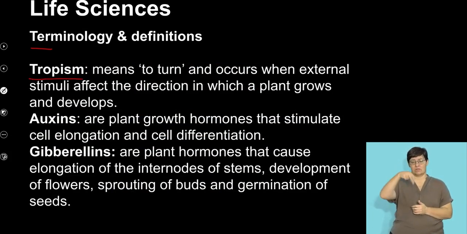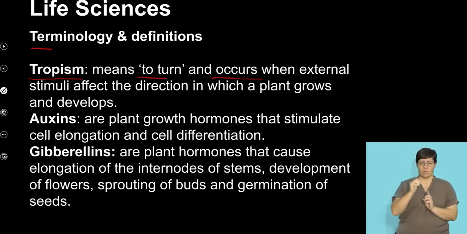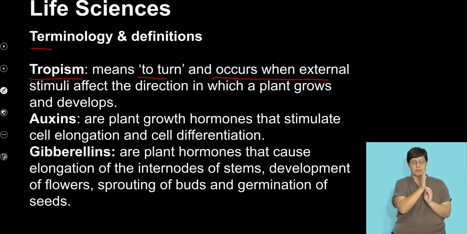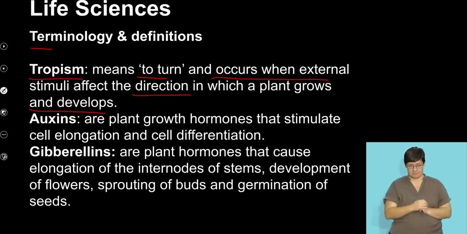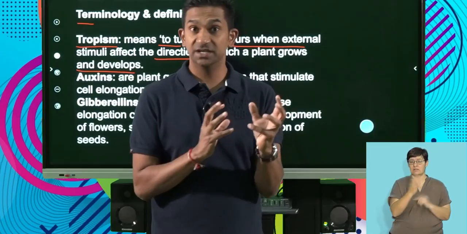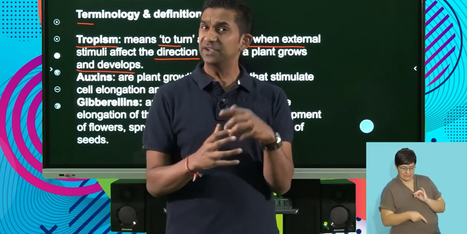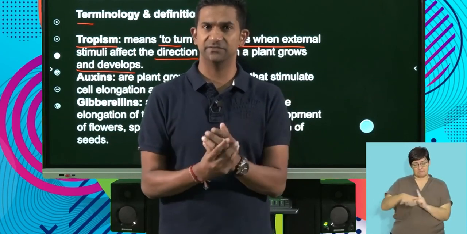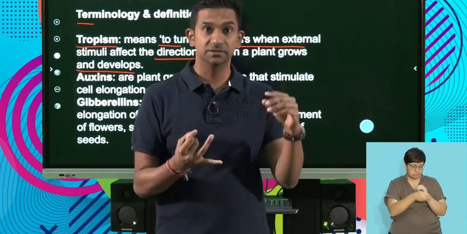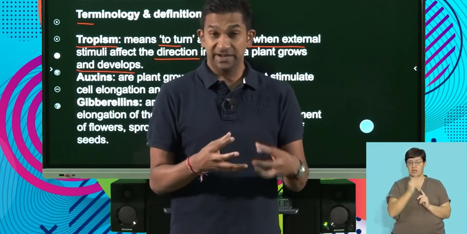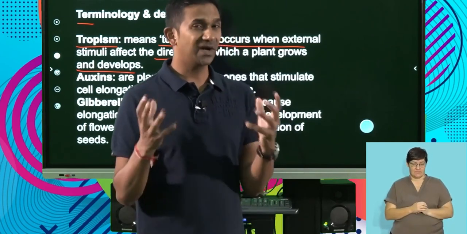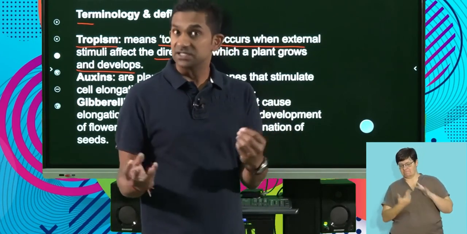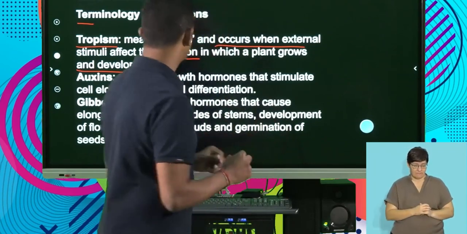So the concept of tropism. Tropism essentially means to turn, and occurs when an external stimuli affects the direction in which a plant grows and develops. So if we talk of tropism, it is basically a plant turning towards a stimulus. And there are various different stimuli that are present in the environment, from the availability of water, light, gravity. So these are all stimuli that plants respond to. So they're quite sensitive towards different stimuli in the environment, so we'll have to look at that as well.